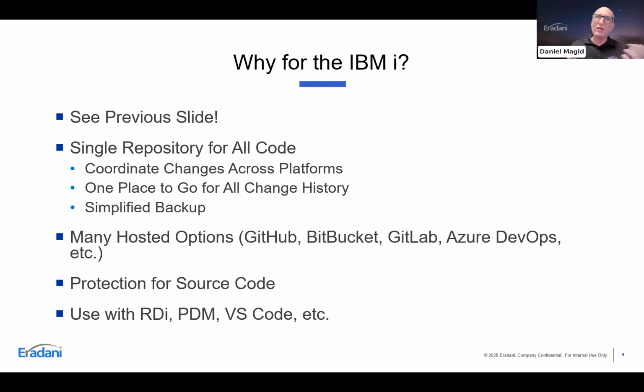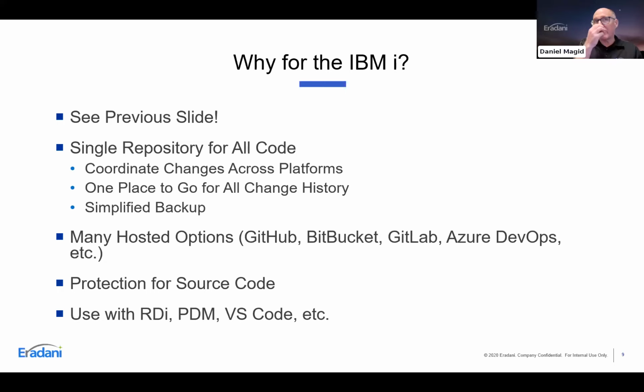So some of the things that you can do with Git, why for the IBM i? Well, obviously all the same reasons we just talked about, because all those things are applicable to the things you're doing on the IBM i. But the other nice thing is that you can have a single repository for all your code. So you can have your IBM i source code in the same place you have your .NET code and your Java code and your JavaScript code. You can have everything in one place so you can coordinate changes across all of the places where you're developing. You can see all the change history in one place. And you have a simplified way of backing up your source code.